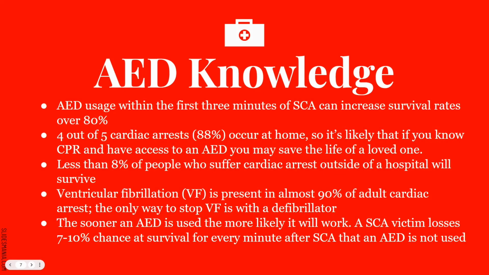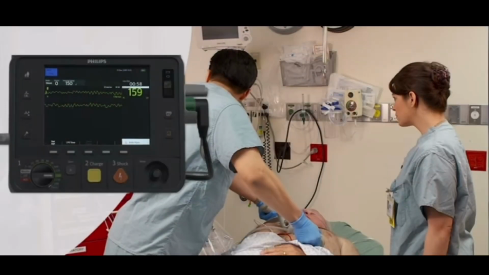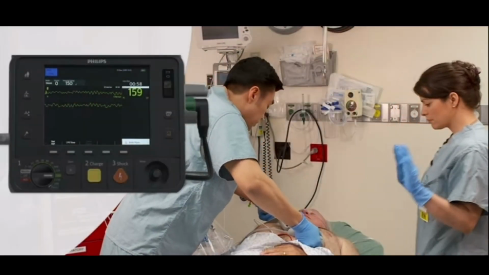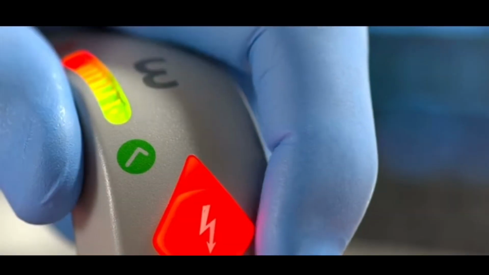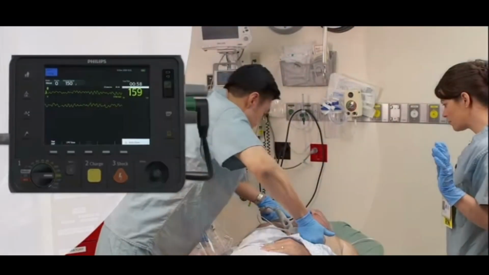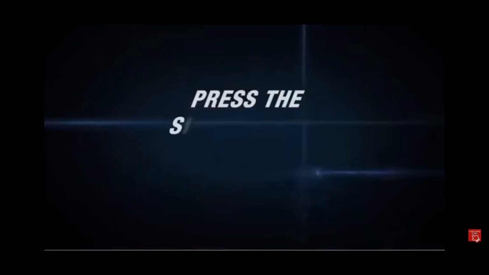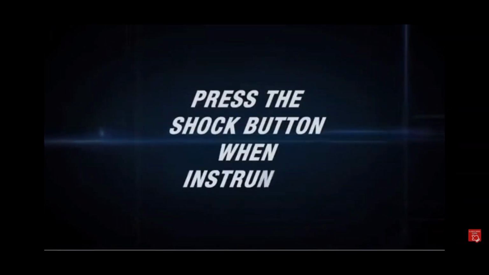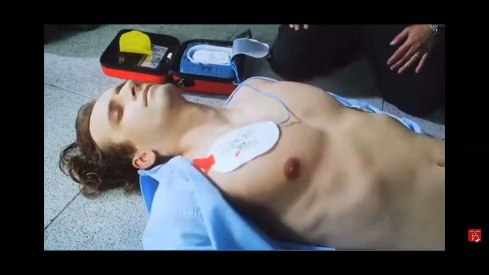So we know that's a cardiac arrest. We know to respond with all of our equipment. However, on the outside, you don't have that. So again, that's why there's a lower chance of survival outside the hospital than inside the hospital. Ventricular fibrillation, or what we call VFib, is present in almost 90% of adult cardiac arrests. That is scary. The only way to stop VFib is with defibrillation.